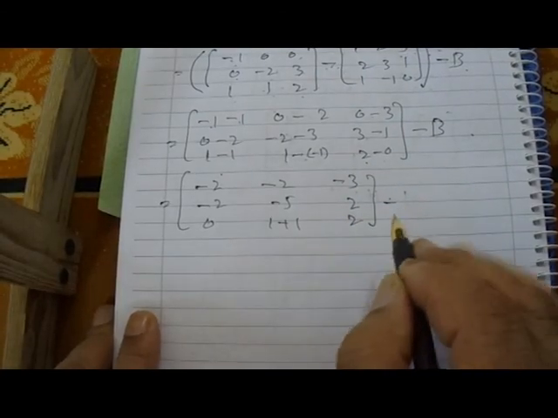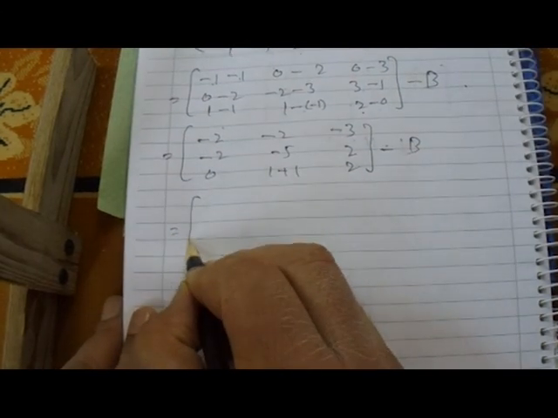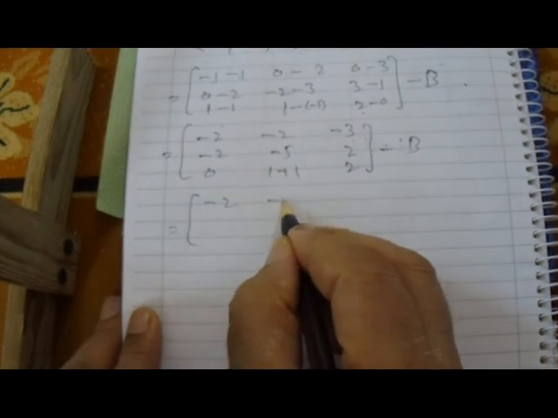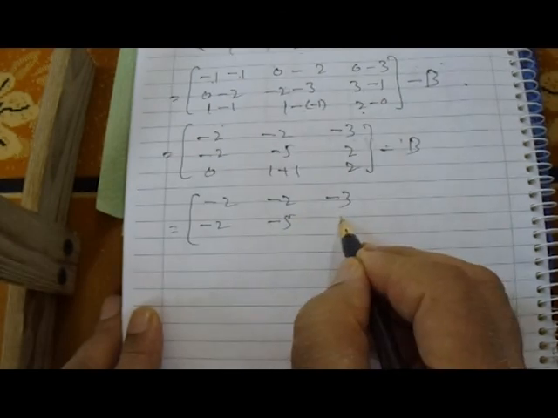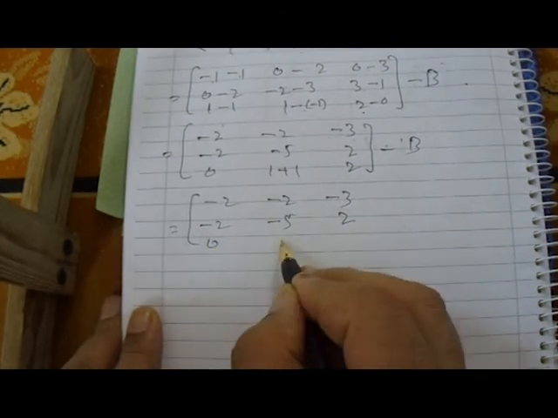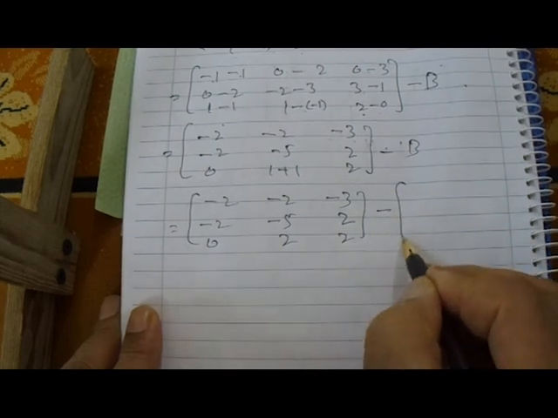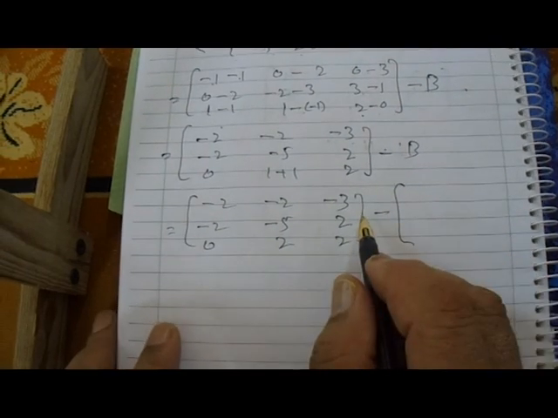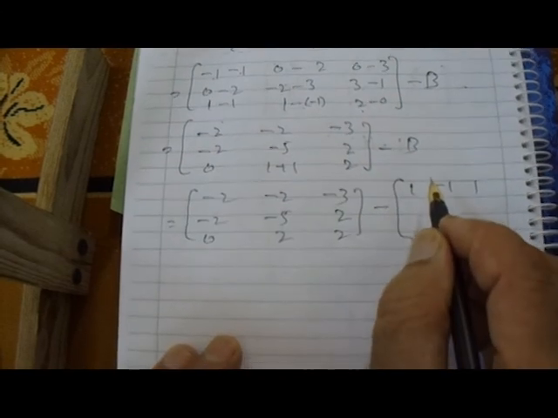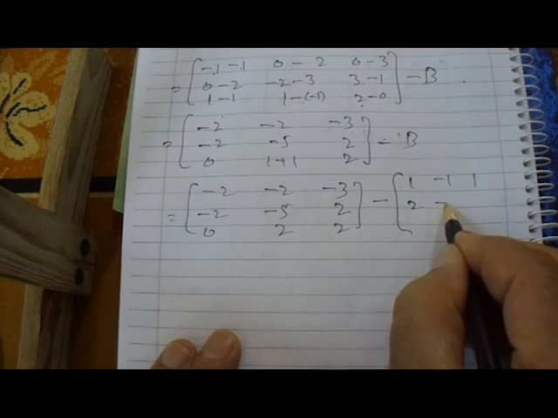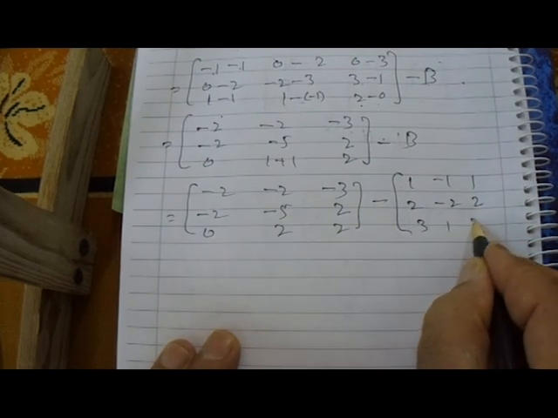Now we write B matrix. This is equal to, again, minus 2, minus 3, minus 2, minus 5, 2 again, 0, 2 and 2. Now put the B matrix here. Our B matrix is 1 minus 1 1, and 2 minus 2 and 2, and here 3 1 3.